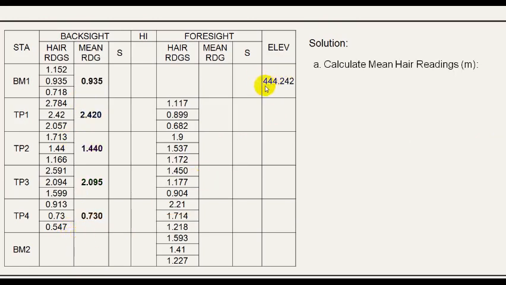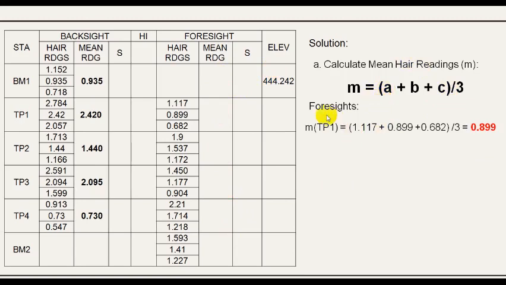Next, how do we compute the mean readings on the foresight? Same formula, same procedure. For turning point 1, which is 1.117 plus 0.8999 plus 0.682 divided by 3, which will give us 0.899. Okay. Next, same again, A plus B plus C.